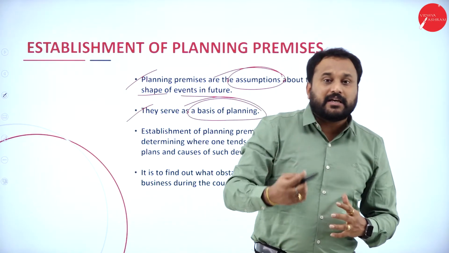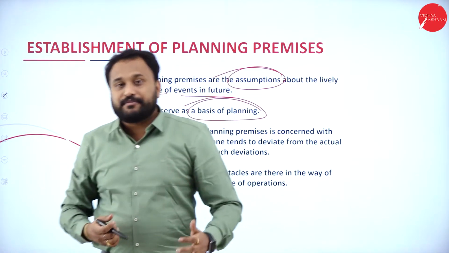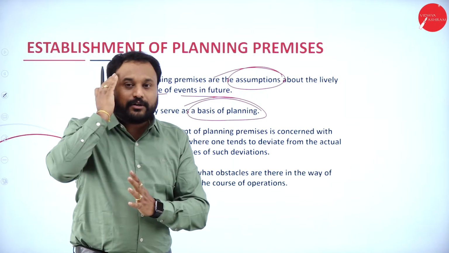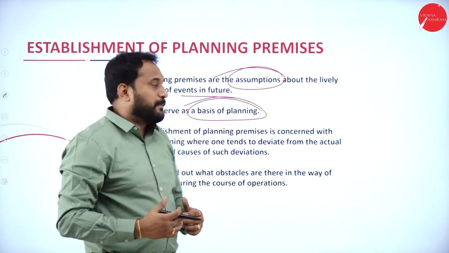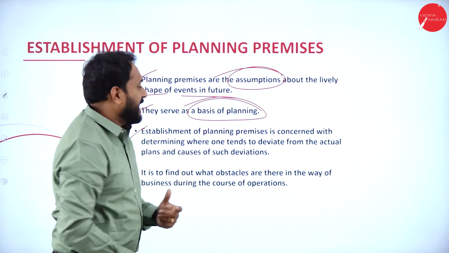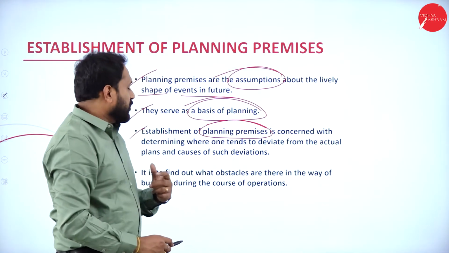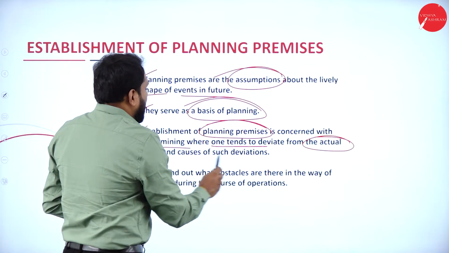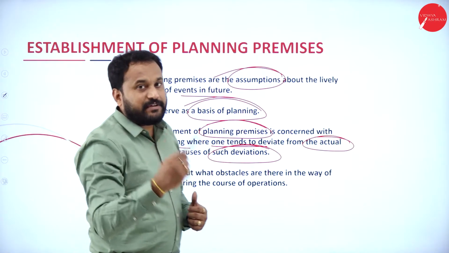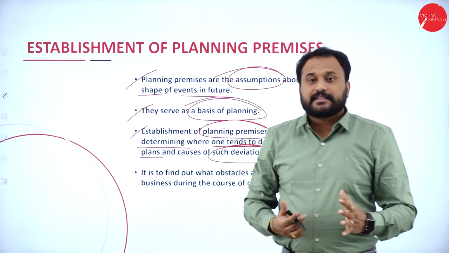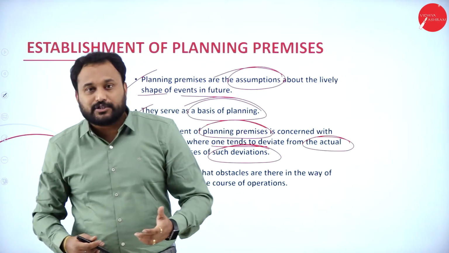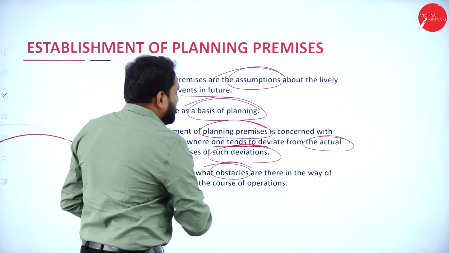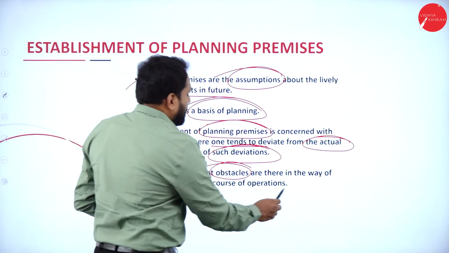Now, what exactly can you do? Can it be feasible or can it not be feasible? So in all these things you need to assume the boundaries you are going through, and then you are supposed to play your role. Next, establishment of planning premises is concerned with determining whether one tends to deviate from the actual plan, and the causes of such deviation. So the deviation you are supposed to always summarize and then see what are the best courses of possibility you can go with. And lastly, it is to find out what obstacles there are in the way of business during the course of operation.